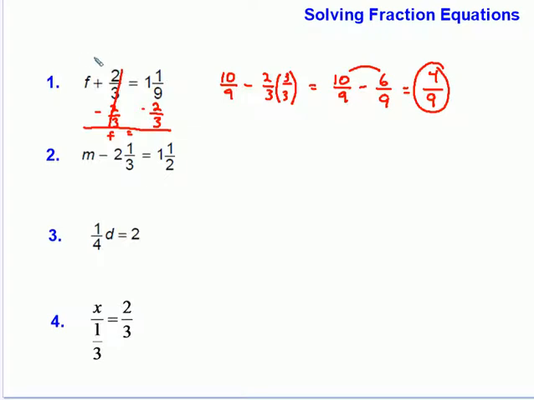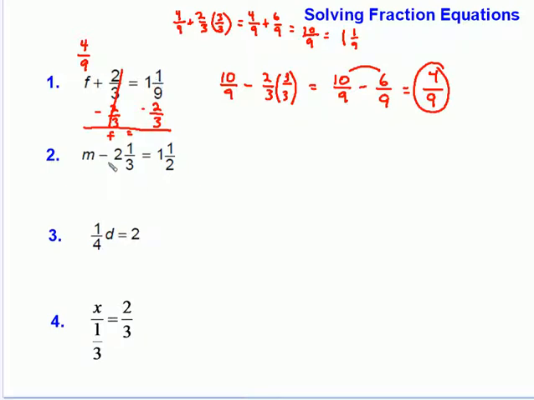Now we would want to check that, so we can plug in 4/9 over here. 4/9 plus 2/3, and let's do that really quickly. Again, we'll multiply both top and bottom by 3 to get our common denominator, which will give us 4/9 plus 6/9, and that gives us 10/9, or 1 1/9, just like it is over here.